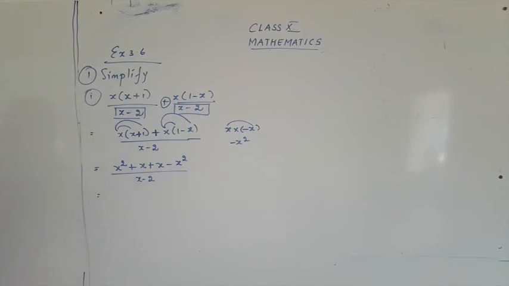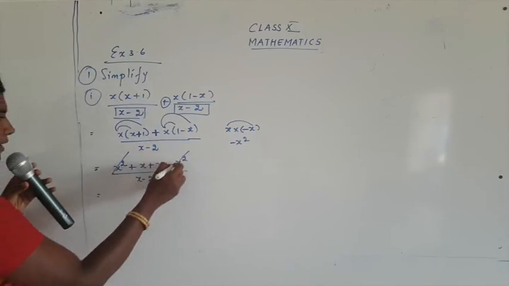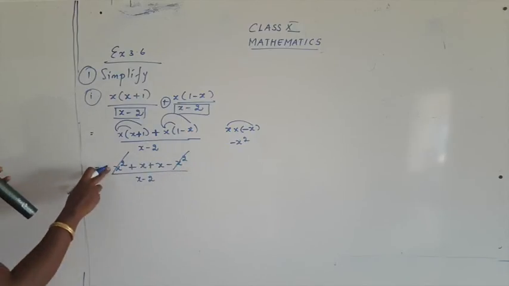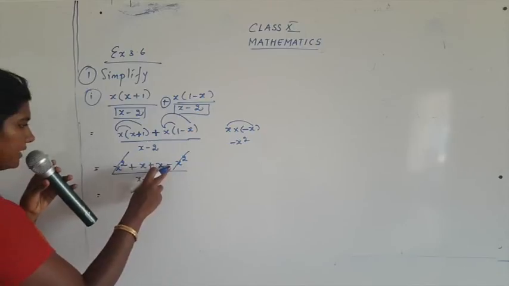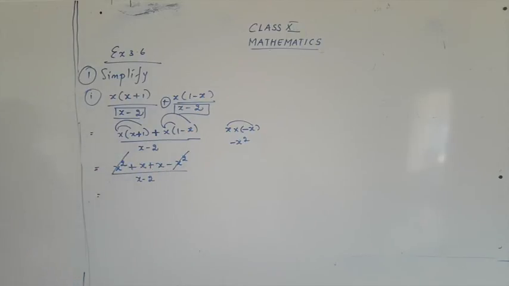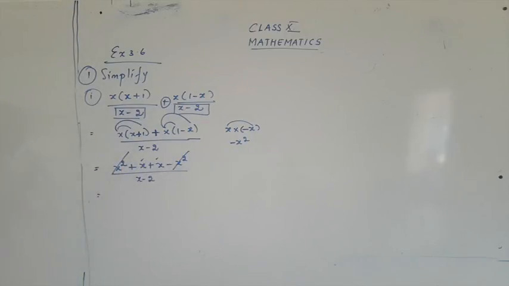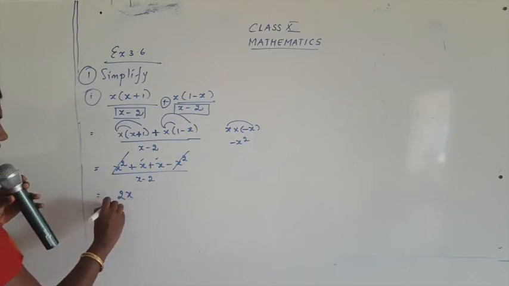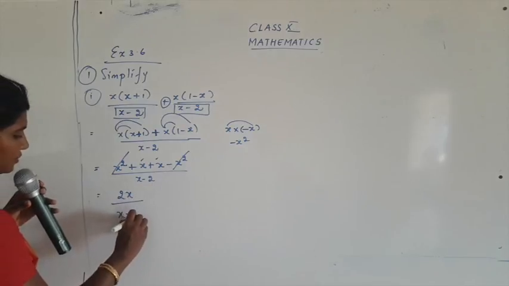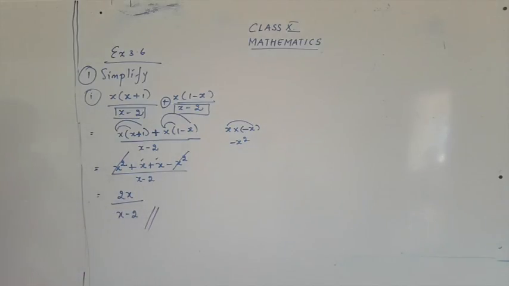We are going to simplify the numerator part. So here, x square gets cancelled. One is positive and one is negative. So we can cancel x square and x square. Now what is left over here? x and x. When you add x and x, what do you get? 2x. So this is equal to 2x upon x minus 2. So this is the required answer.